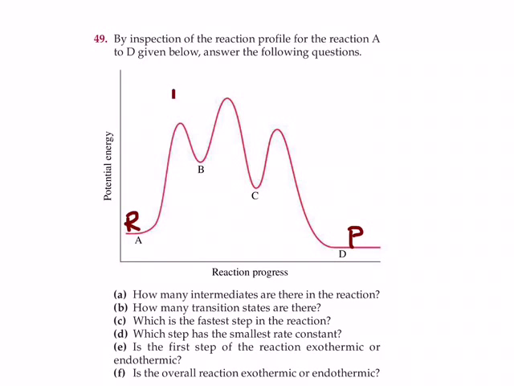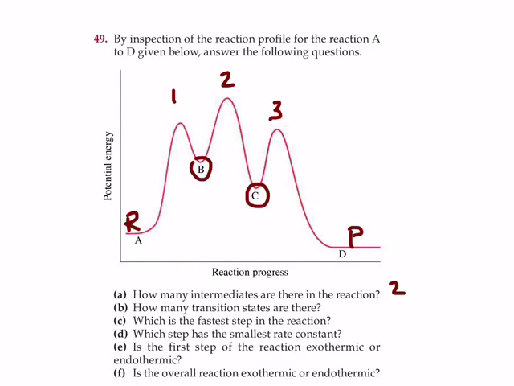In step 1, which is here, this first hill, B would be the products of step 1, but they're also the reactants in step 2. So B is an intermediate, and C is another intermediate, because C is the product of step 2, but it becomes the reactants in step 3. So how many intermediates are there? It looks to be that there's 2 intermediates.